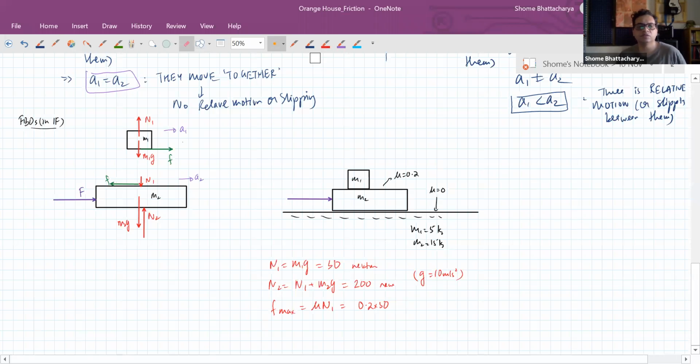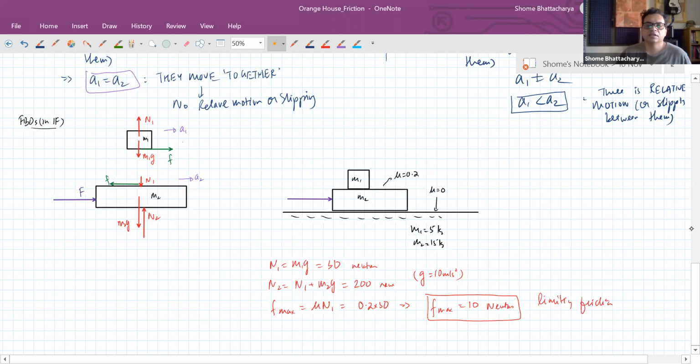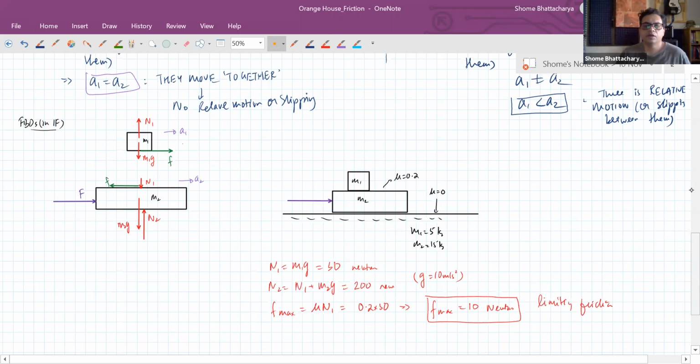So that is 25 newtons. So maximum friction available to me, limiting friction, is 10 newtons. This is limiting friction. Okay. So because this is 10 newton, in fact, let us start our problem with a different part where the amount of force we are applying is even less than this.